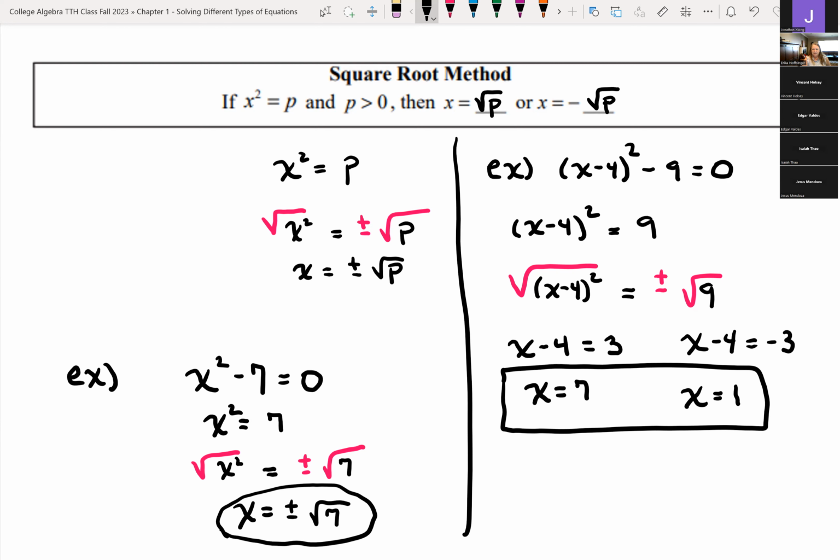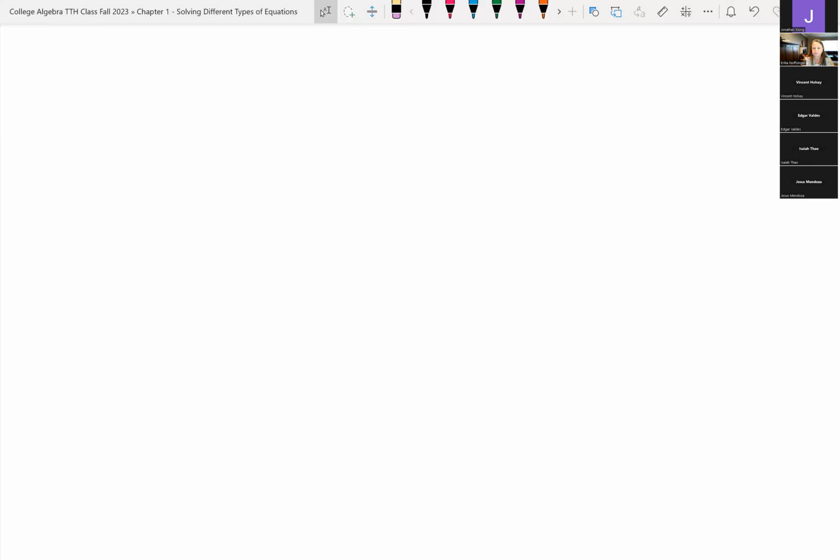So the next method we're looking at is going to be the completing the square method. Completing the square is another way that we can solve quadratic equations. It helps lead us to the form where we can use that square root method. Completing the square is actually how they derive the quadratic formula.